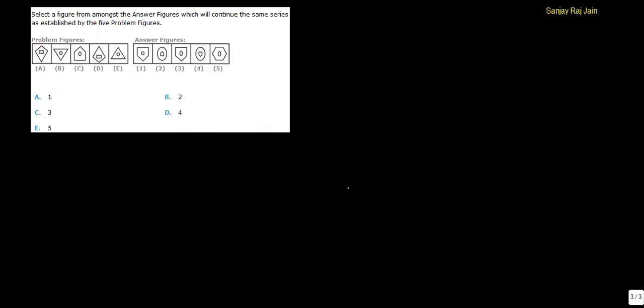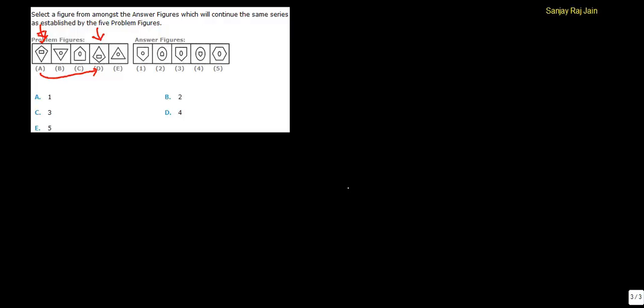Okay, so let's move to another question. In this problem figure, if you see this kite shaped figure, and there is another kite shaped figure in figure D. So what is happening in this question is, in every third step the figure reappears, but it is upside down this time.